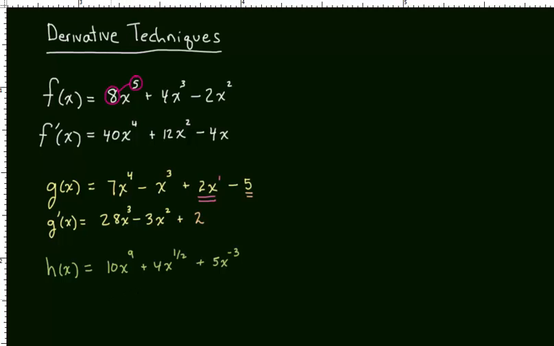Now we have h of x. In this particular problem, I added a fractional exponent and I added a negative exponent, but the rule still applies. So we have h prime of x equals 90x to the power of 8 plus 2x to the negative 1/2. Then we'll have minus 15x to the negative 4. All of these problems illustrate what's called the power rule. That's where you take the power times the coefficient and then reduce the power by 1.